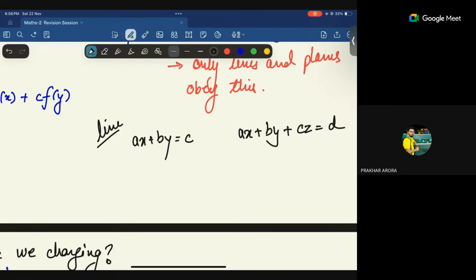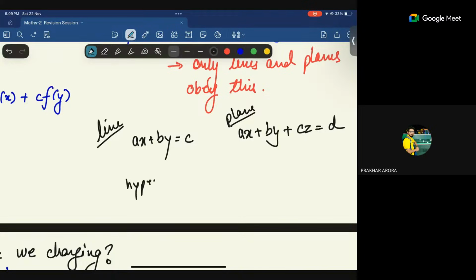Now I don't write this equation because we are not habitual of seeing the equation of a line as ax plus by equals c. But indeed this is true. If you convert this equation into the form y equals mx plus c, you will find the value of m in terms of a, b, and c. So this is the equation of a line. You can take my word for it.